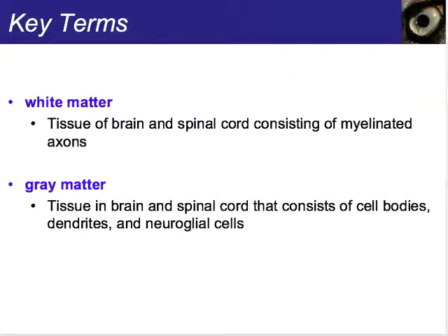So white matter is tissue of the brain and spinal cord consisting of myelinated axons, and gray matter is tissue in the brain and spinal cord that consists of cell bodies, dendrites, and neuroglial cells.